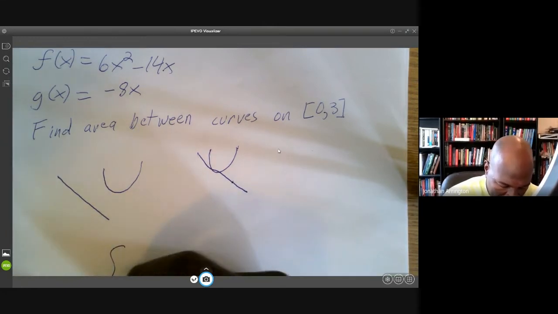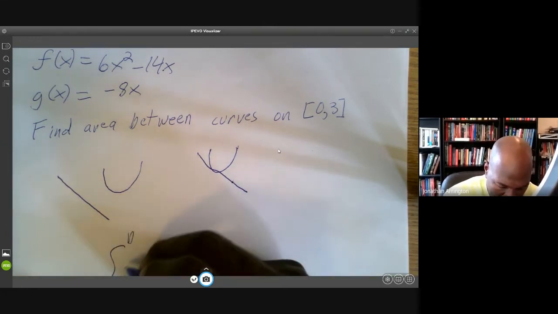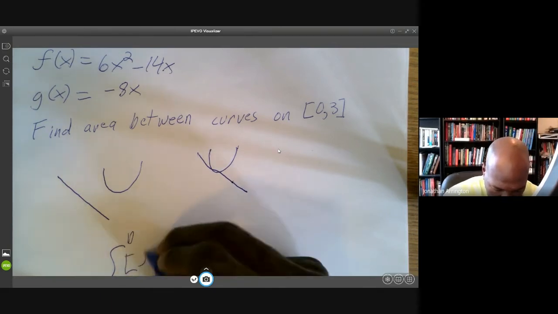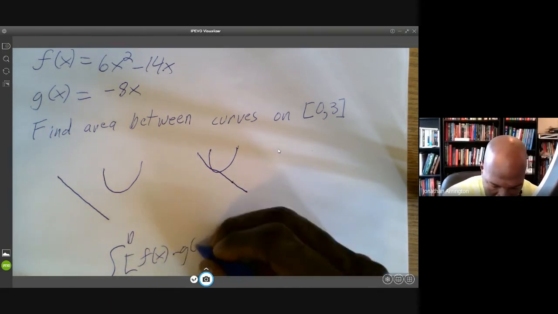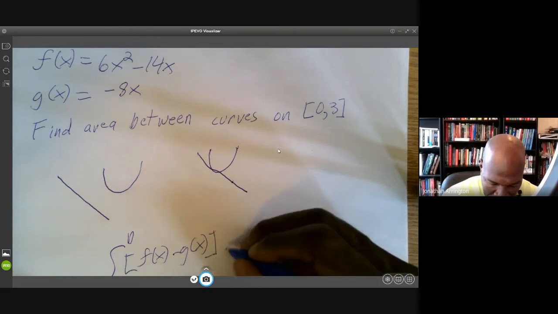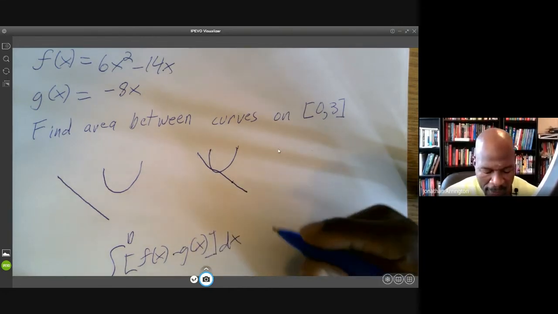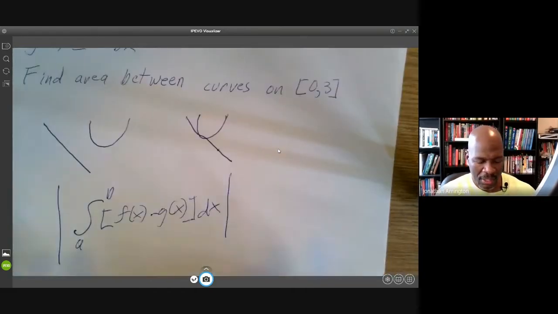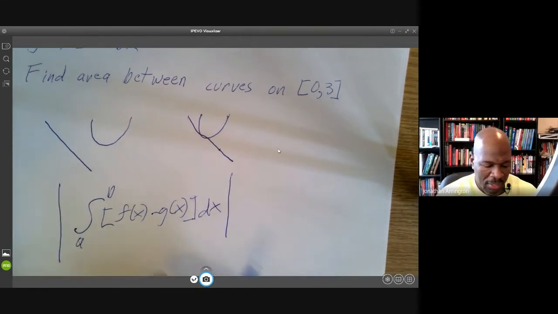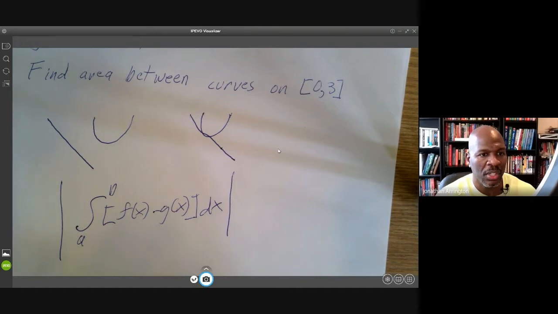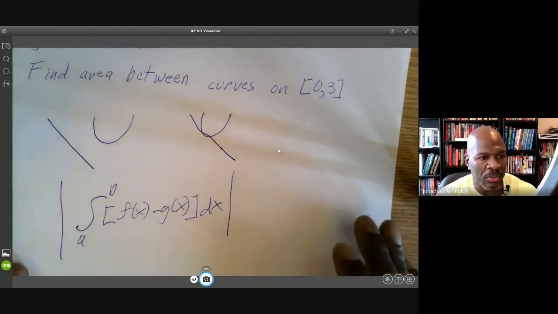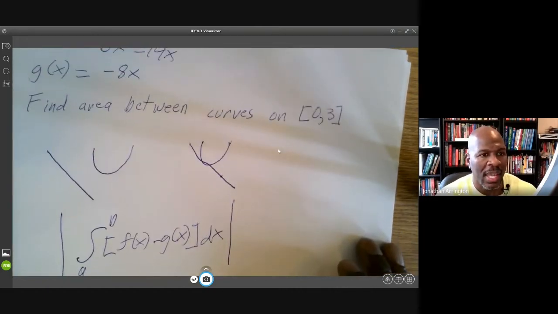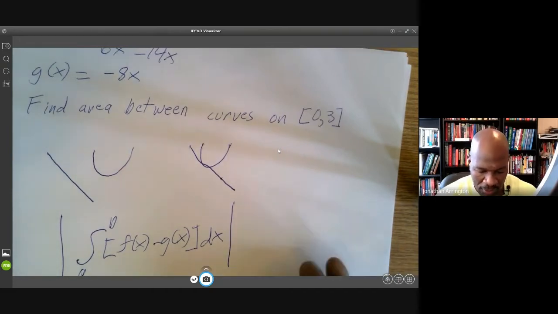integrate from a to b f minus g, in whatever order you want. So again, this is the case where I don't know which one is on top, or I don't feel like figuring it out, and then just take the absolute value of that number. So that covers you. That will give you the actual area, whether f was top or g was top. So that's the way to cover yourself if it's not obvious which function is the top function and you don't feel like wasting the time to figure it out.